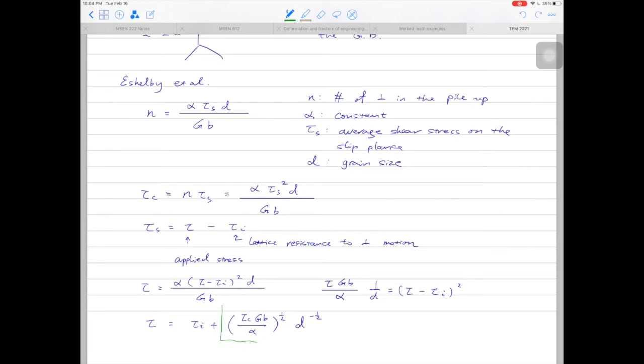We can also look at the complicated term, tau c Gb over alpha, to the power of half. This is actually k, the dislocation locking parameter by the grain boundary. In the original Hall-Petch relationship, we use sigma. In the dislocation pile-up model, we use tau. For both tau and sigma, they have a linear relationship with d to the power of minus half.